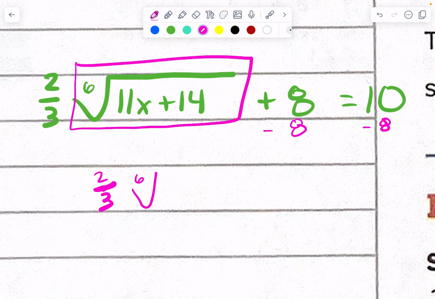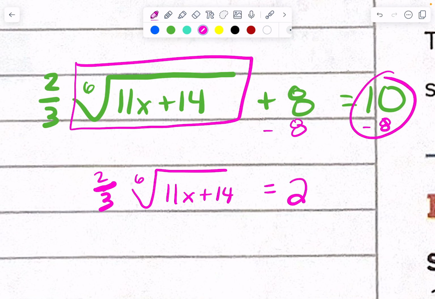Okay, so my 2/3 is just going to chill. I've got my 6th root, 11x plus 14. If I subtract that 8 over, now I have 2, because 10 minus 8 is 2, and this is gone. Okay, then the next thing I have to do is get rid of the 2/3, okay? So I'm going to divide by 2/3, but instead of doing that, I'm not going to write it like that. I'm going to multiply by 3 over 2.